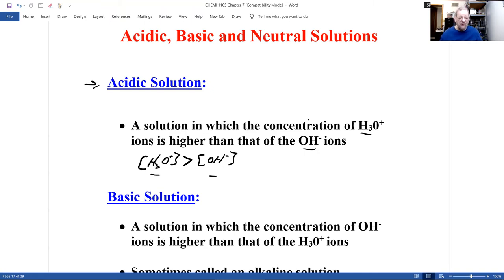And by the way, this is only true for things in water, but most of the things we do with acid bases are in water, not all, but most. So acidic solution, H3O plus concentration is greater than hydroxide. For those who forgot, this symbol means greater than in math, right here.